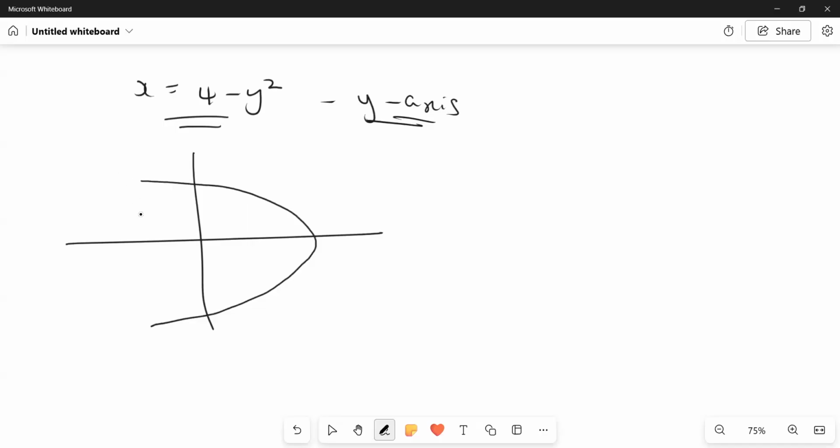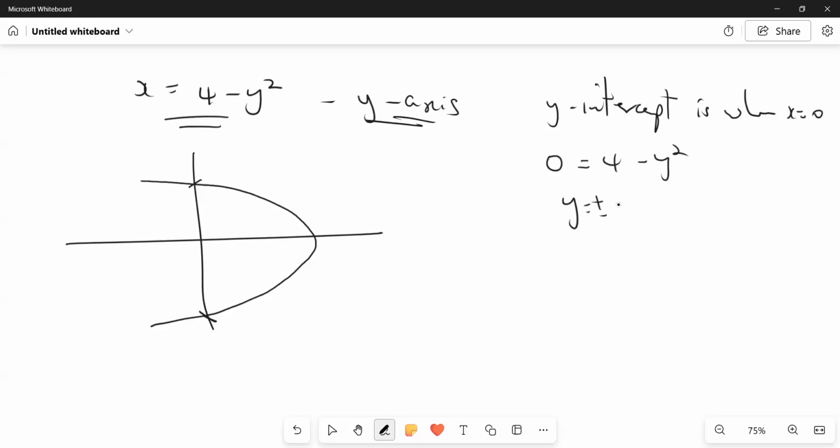And you might want to find out what this is and this is, right? So to find the y-intercept, you put x equals 0, right? So 0 equals 4 minus y squared. So y turns out to be plus or minus 2, right? So down here is minus 2, up here is 2. Good. So we're finding this area here.